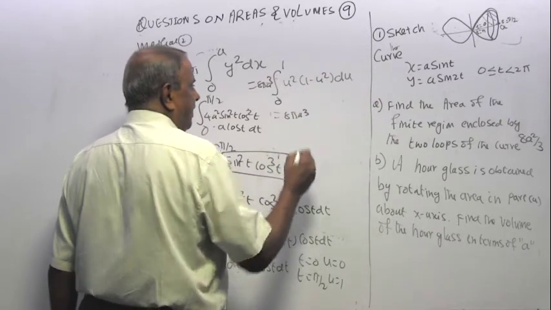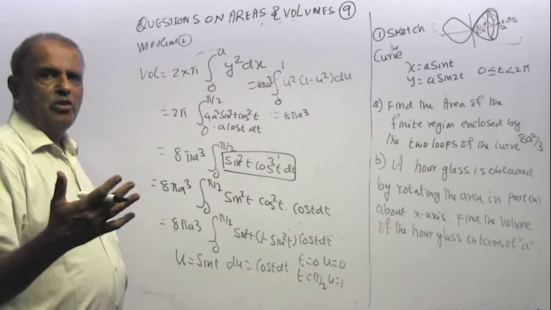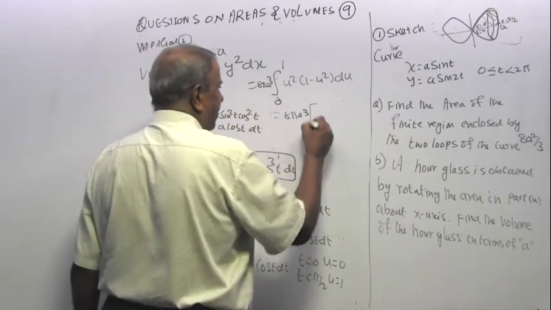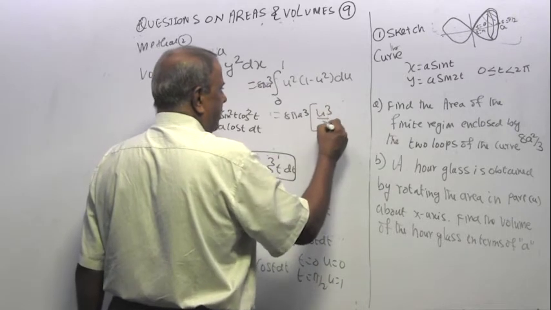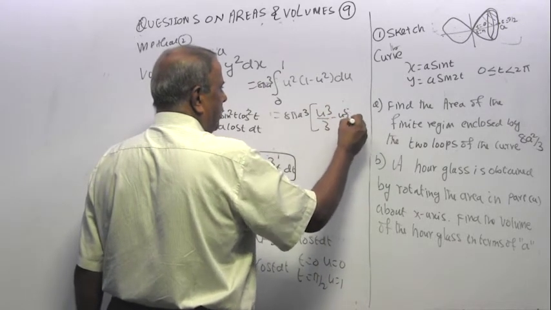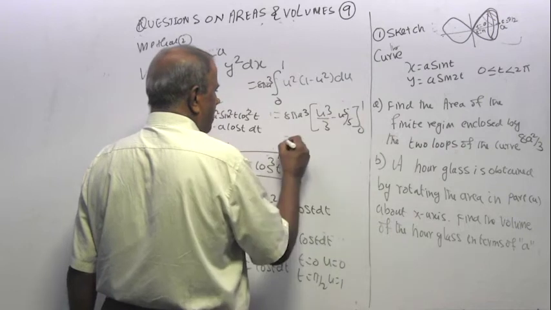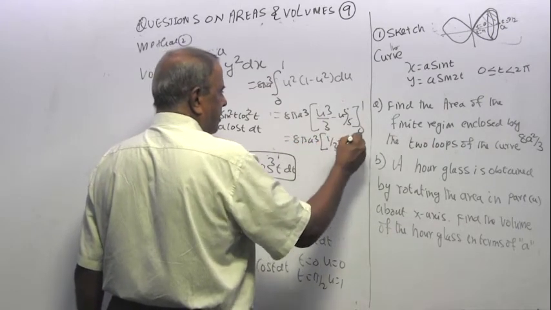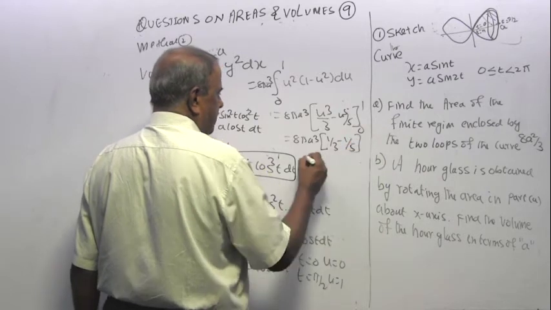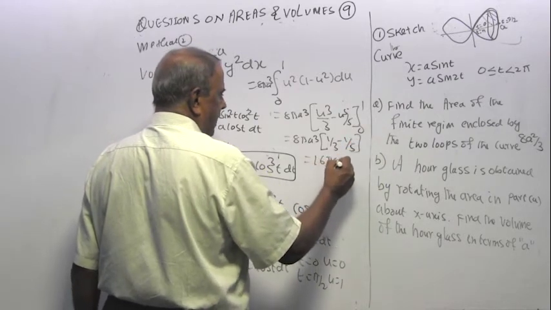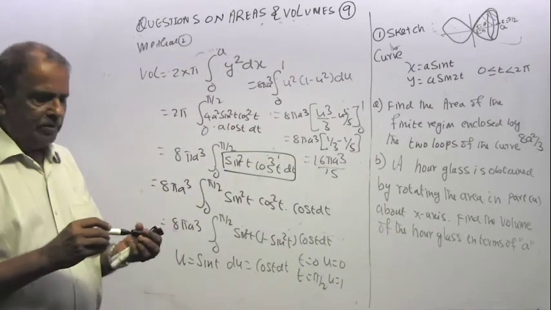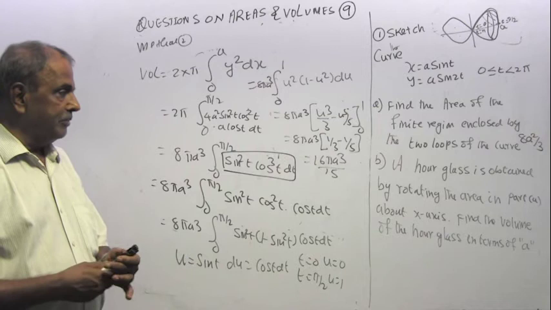Look, we're at the end of integration, so I expect you to be clever enough to straight away get the answer. u cube over 3 minus u power 5 over 5 between 0 and 1. So that's 8 pi a cube times 1/3 minus 1/5, which is 16 pi a cube over 15 would be the volume of the hourglass in terms of a.